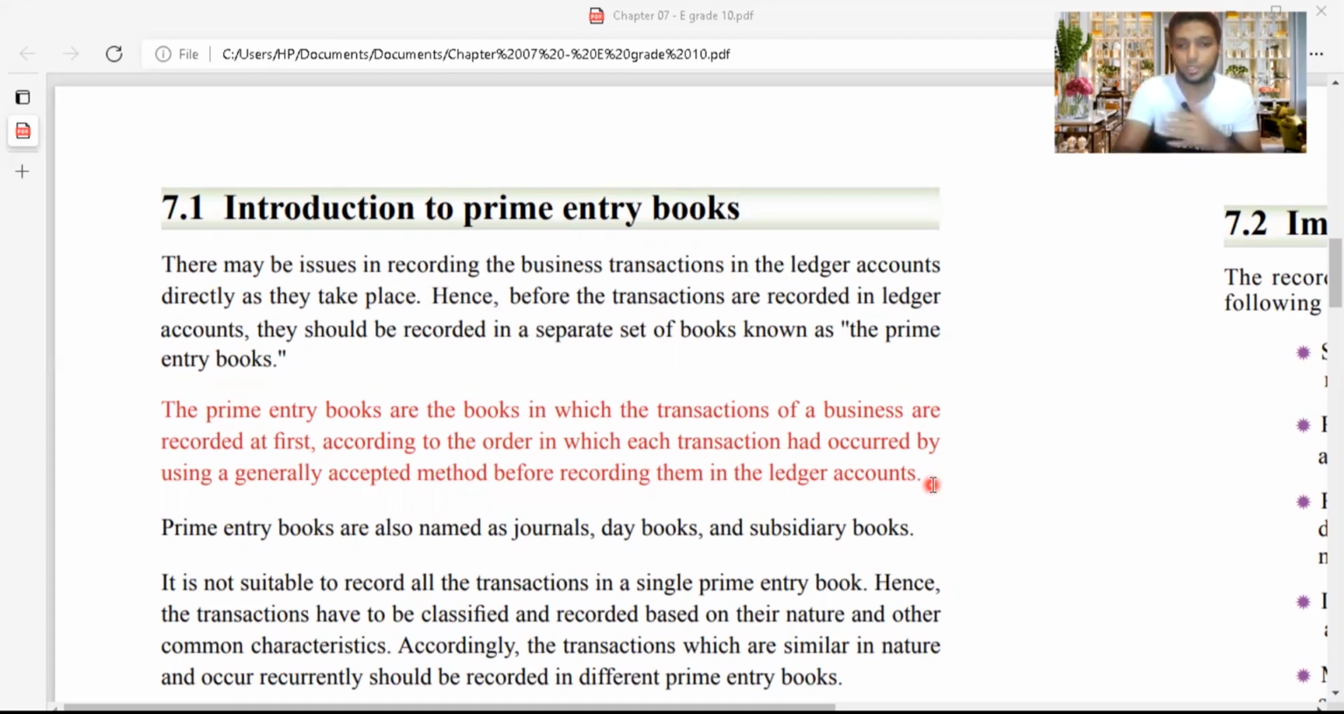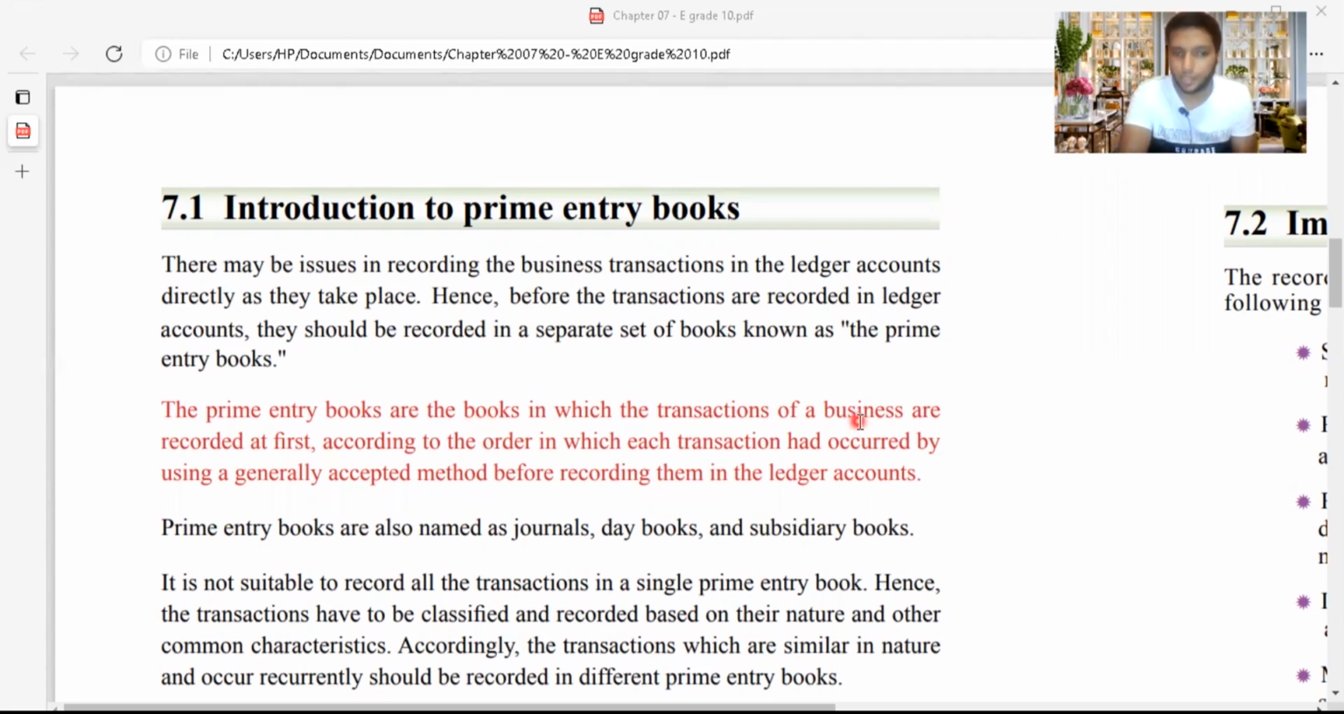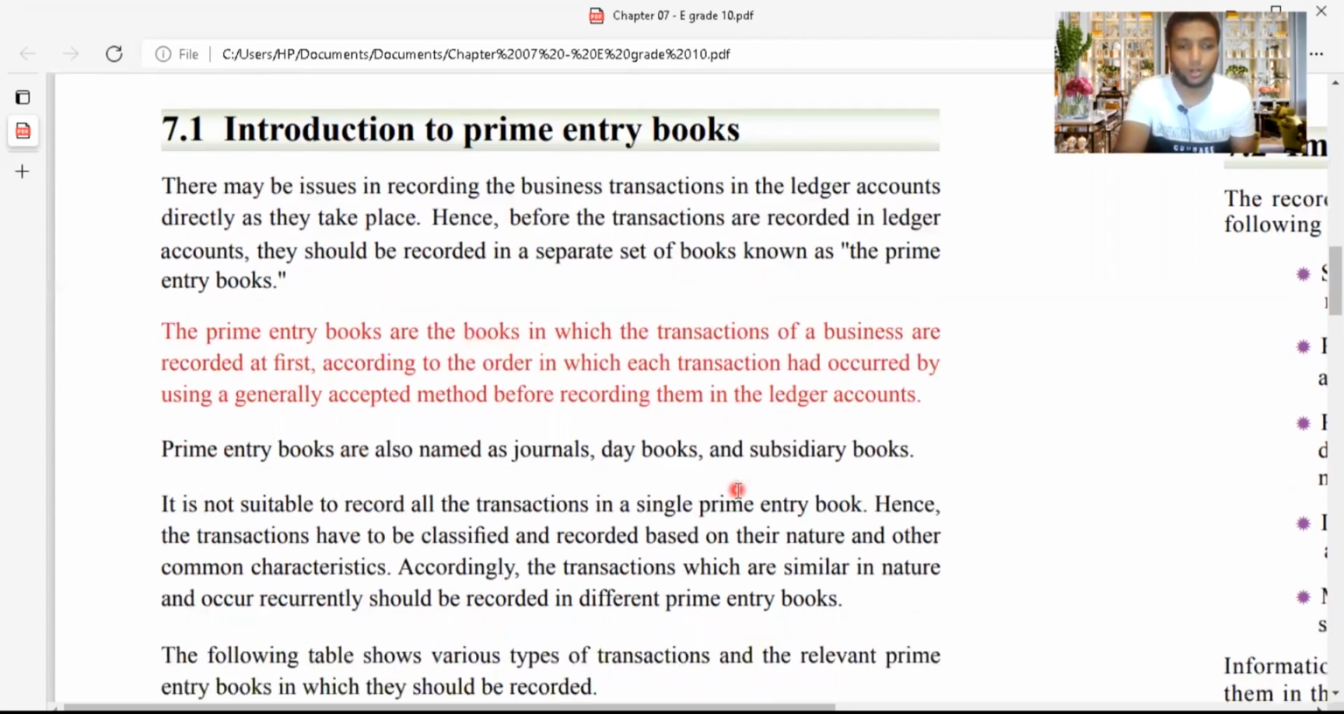So let's move on to the definition again. Prime entry books are the books in which the transactions of a business are recorded. Basic transactions are recorded at first, and it says each transaction is recorded by using a generally accepted method. That means a way of measuring in money, so every transaction is in money terms, and it's very easy for you to calculate and record it in the books of accounts. And after that you record into the ledger accounts.